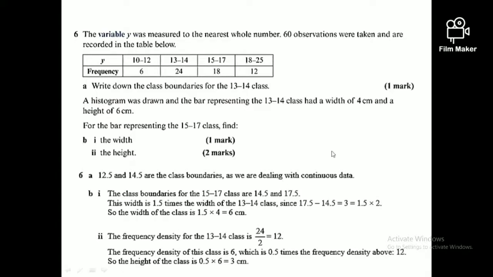Now 12 is represented by a height of 6 centimeters. Then this height is 6. So if 12 is represented by 6 centimeters, then 6 is represented by how much? Obviously that should be 3 centimeters. To repeat, here the height is 12, here the height is 6 when you draw the frequency densities. 12 is represented by a height of 6 centimeters. Therefore, a height of 6 should be represented by half of this. That is how you need to get it.